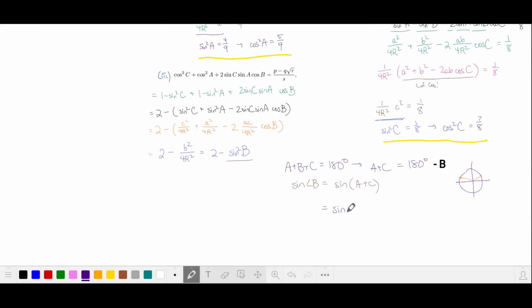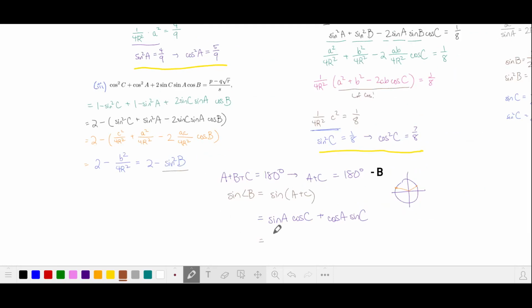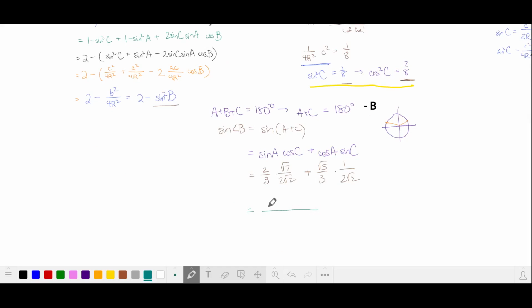I'll write out our angle sum formula. That's sine A cosine C plus cosine A sine C. And now we can substitute from our earlier calculations. Sine squared A is 4/9, so sine of A is 2/3. The cosine of C from here is root 7 over 2 root 2. Cosine of A is root 5 over 3, and sine of C is 1 over 2 root 2. Adding these in our numerator, we have 2 root 7 and root 5, and the denominator is 6 root 2.